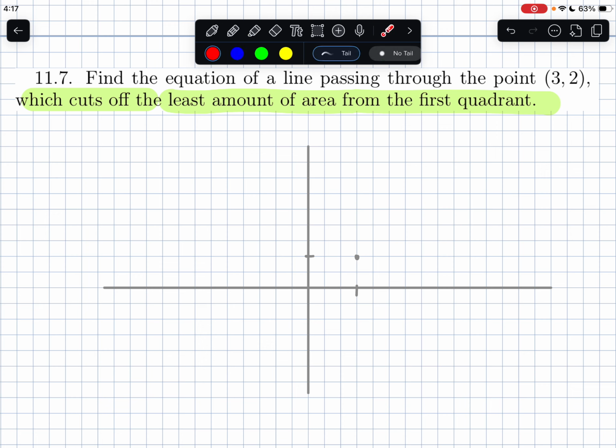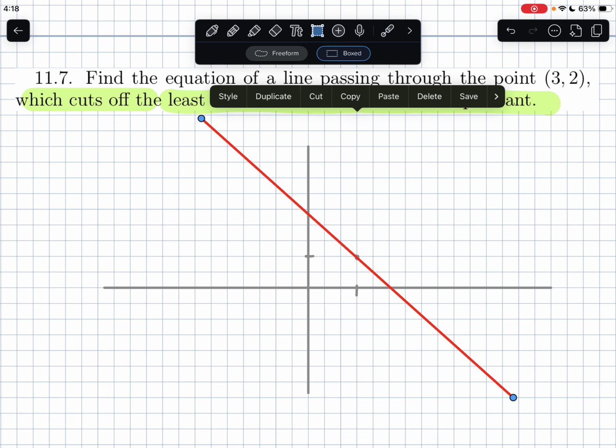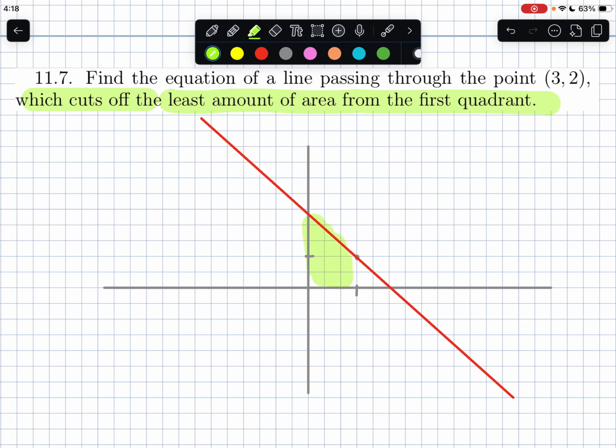So we want some lines like this. We do not want infinite area. Or maybe it can never cut off the first quadrant at all. So let me draw the line, say this line. I just draw a random one, but it should cut off one part, so this part. And this one is the area we want to minimize.